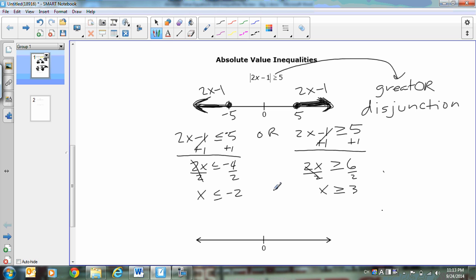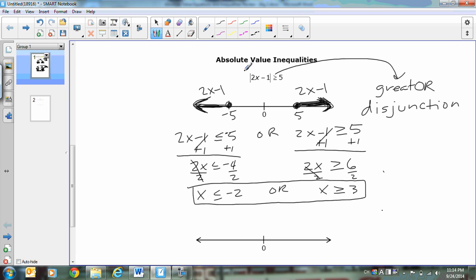Okay, so let's join those two inequalities with the word or. Let's draw a box around the whole thing. There's our solution set. Any number that's either less than or equal to -2 or greater than or equal to +3, if we would take any of those numbers, put them in for x, it would make a true statement.